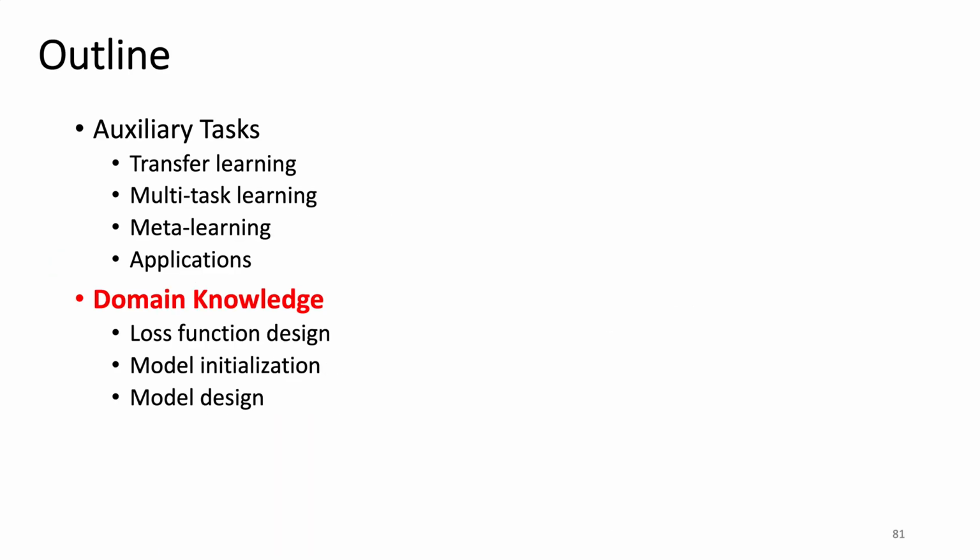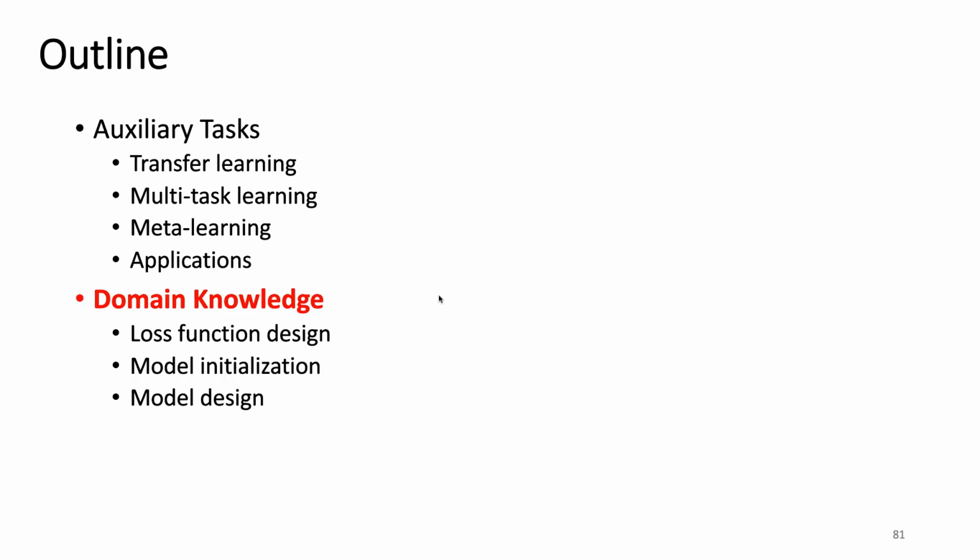Okay, this is everything on the auxiliary tasks. JC introduced transfer learning and multitask learning. I introduced meta learning and some applications of it. Next, Guanjie and Xiaowei will introduce another approach. They want to transfer knowledge from domain experts, because domain experts also have knowledge to transfer, and this also tackles the problem of learning with small data.